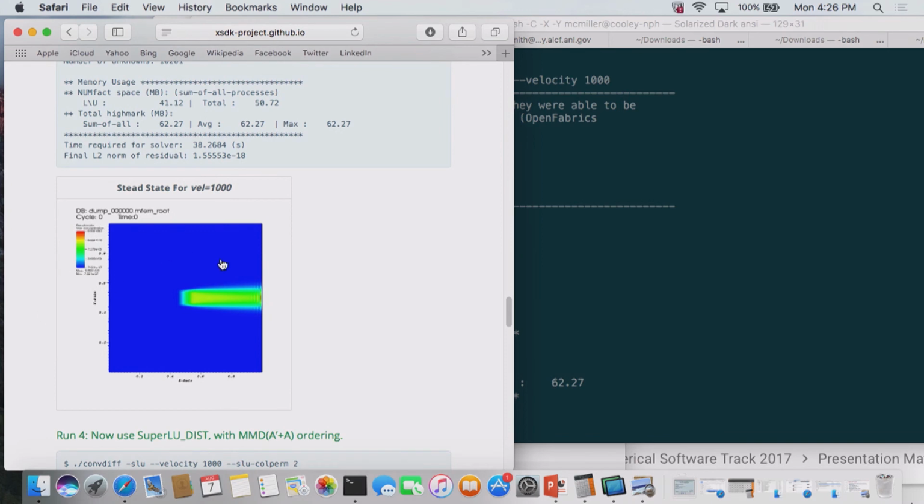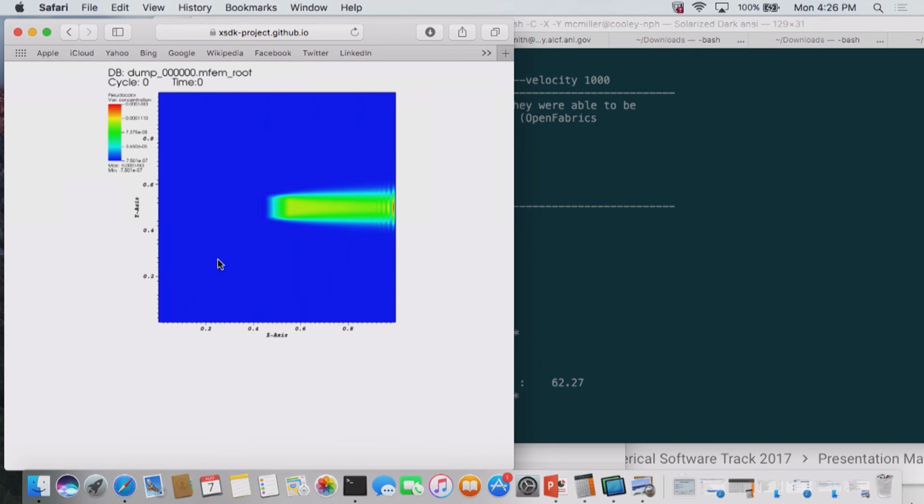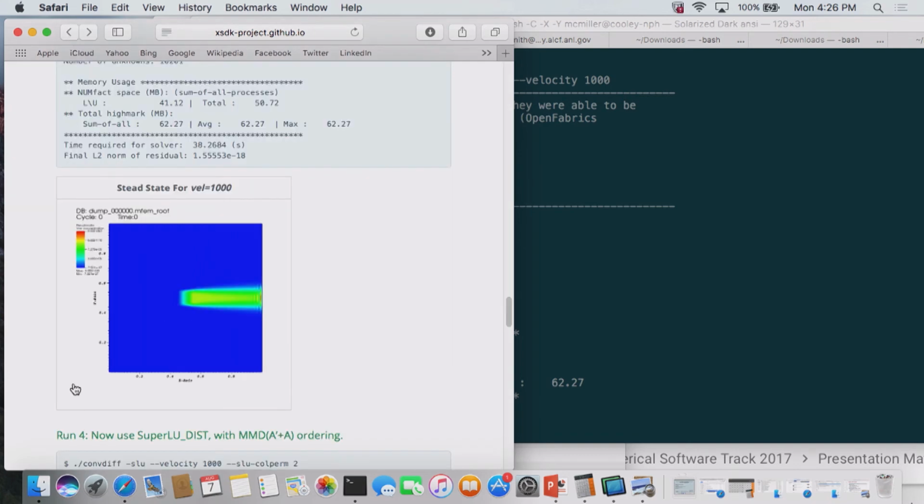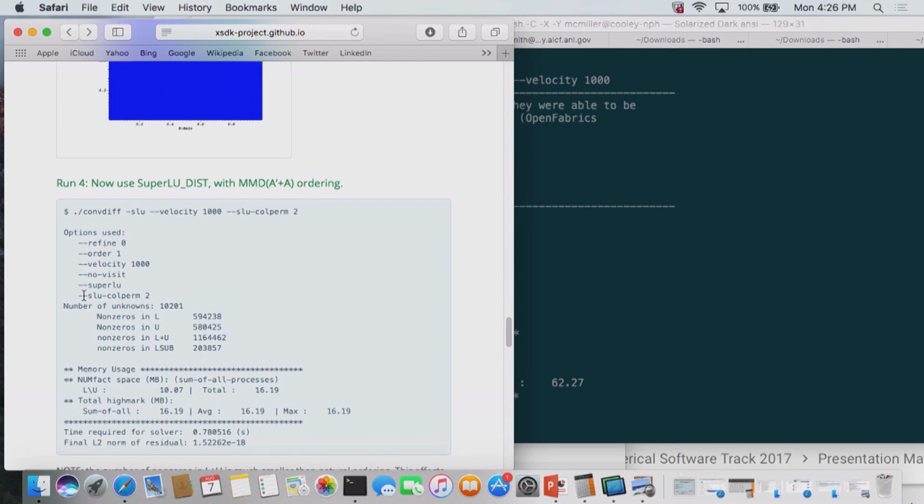And so that's the one computed, in fact, let me zoom in on that. That's the computed result for a velocity of 1,000 using SuperLU. So the iterative solve was not even able to give us this result, and SuperLU is giving it to us. So now, here I'm using the minimum degree ordering.